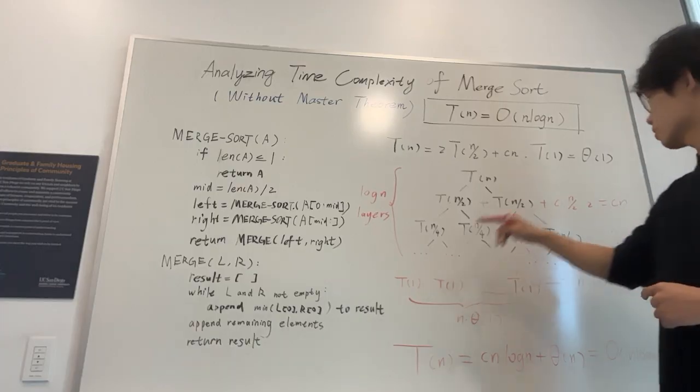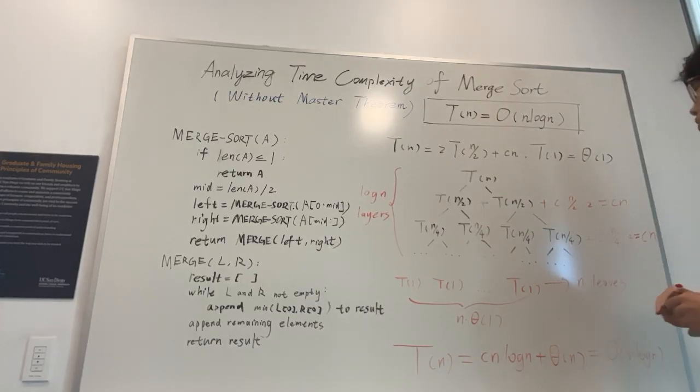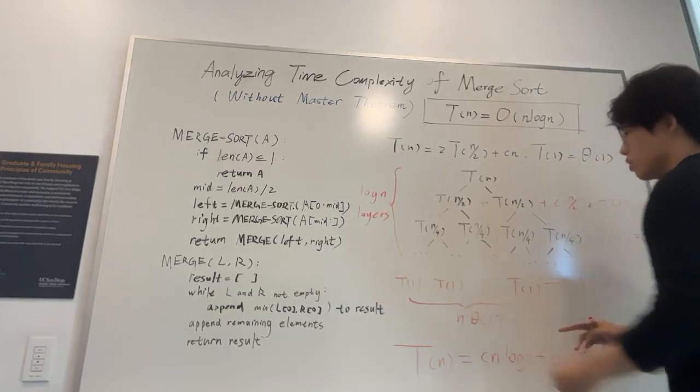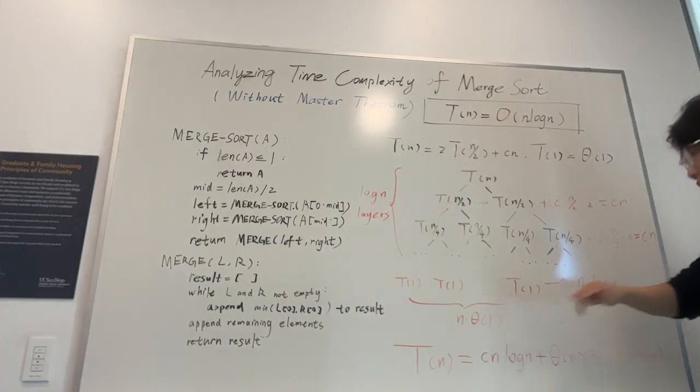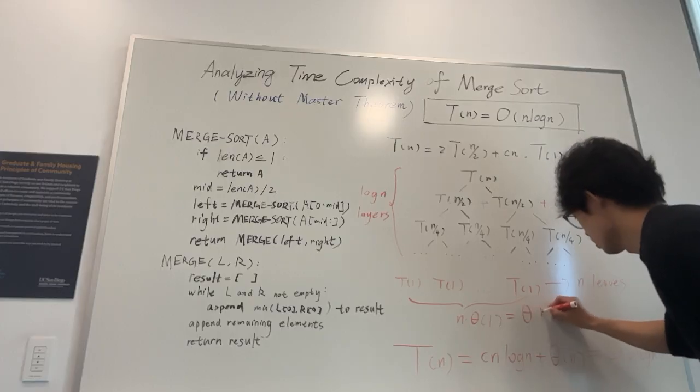We'll divide n by 2 until we reach 1. And the base case has the time complexity of theta of 1, right? So this part gives us a time complexity of n times theta of 1, and this is exactly theta of n.